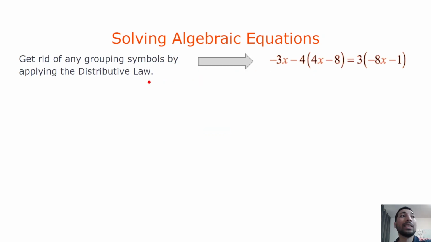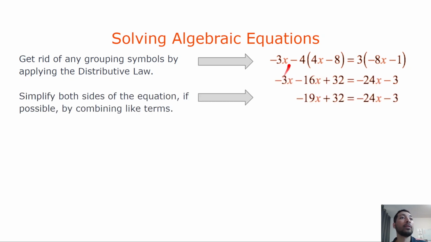First, we will apply the distributive law to get rid of the grouping symbols. So you distribute 4 to 4x and 8. Also distribute 3 to negative 8x and 1. If you do that, we have negative 3x minus 16x plus 32 equals negative 24x minus 3. Please note that if you distribute this minus sign with this minus sign, they will multiply to give a positive number.